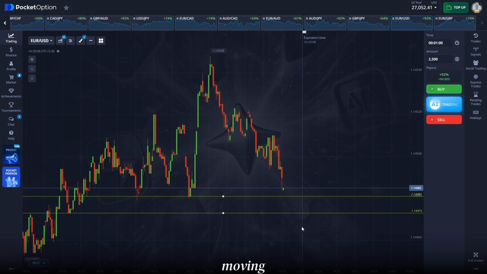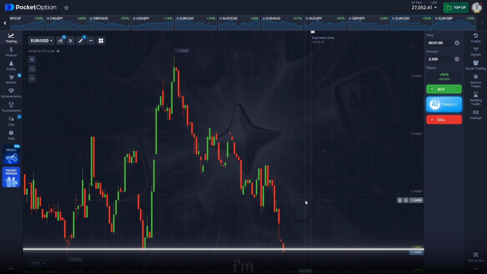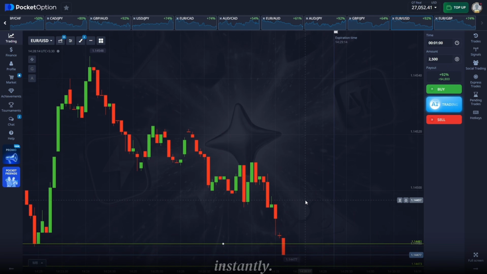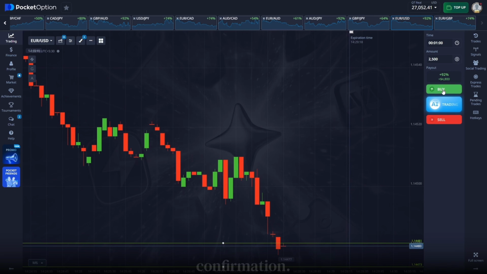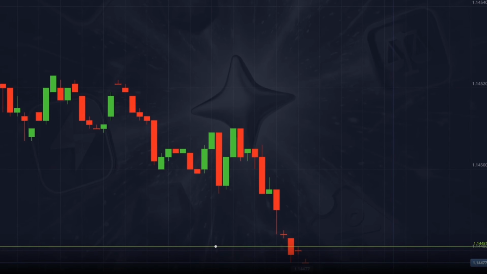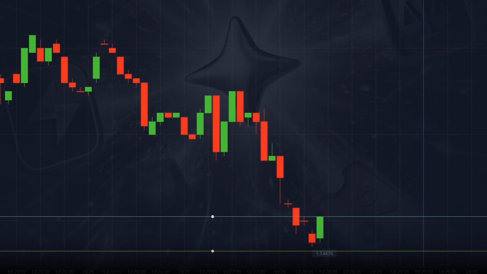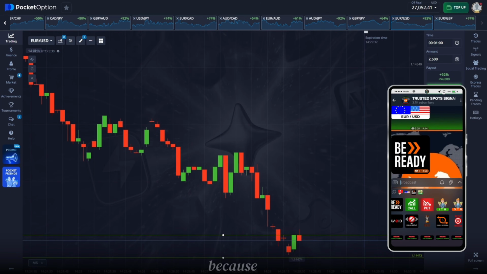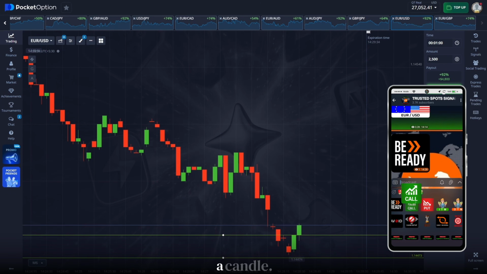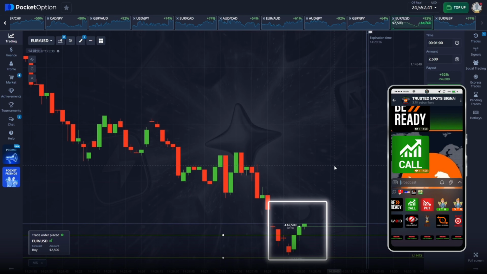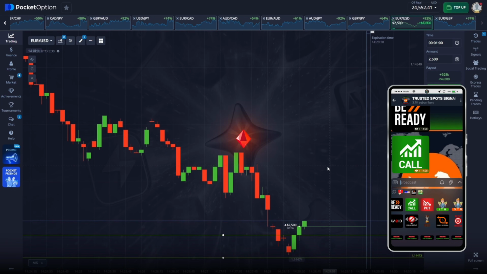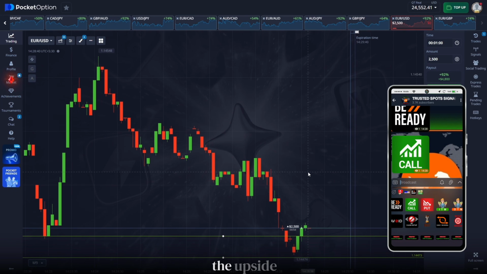The price is moving according to our analysis, and this is the zone where I am targeting a reversal trade instantly. Price at the zone. Now I need strong bullish confirmation. I need another green candle because we already have a candle. Yes, that is the confirmation. And I have placed the second trade of today's session in the upside direction.